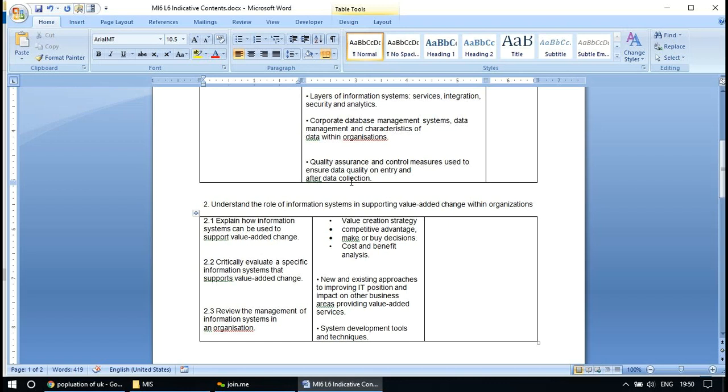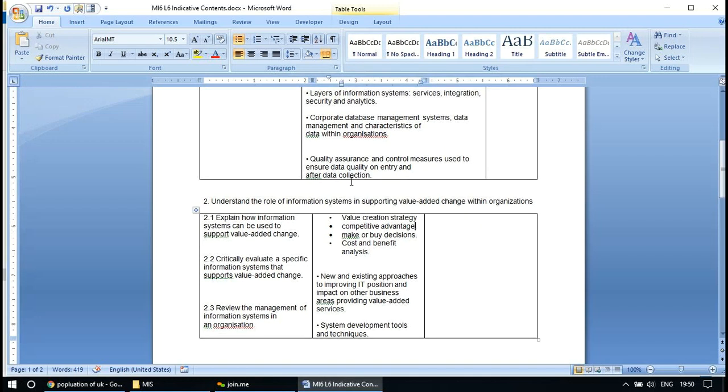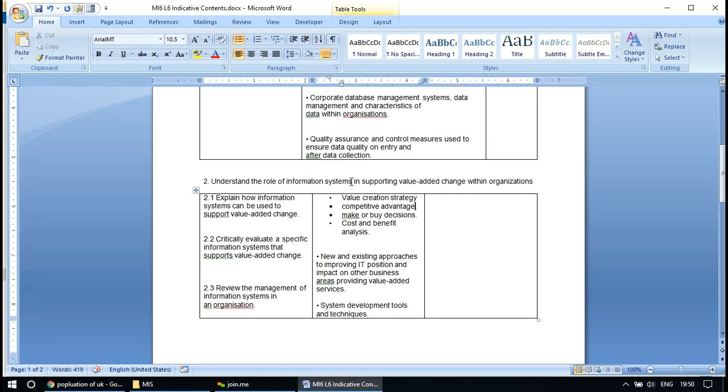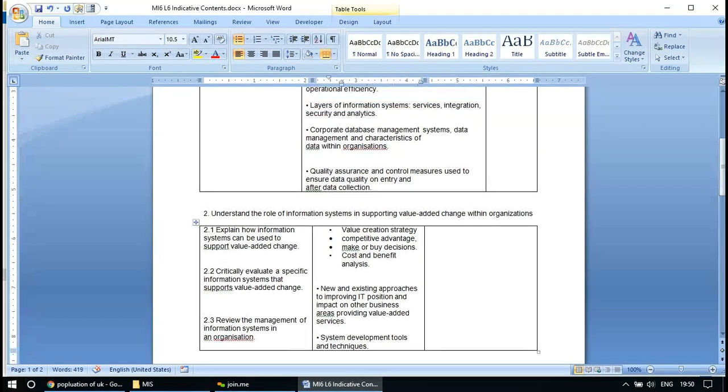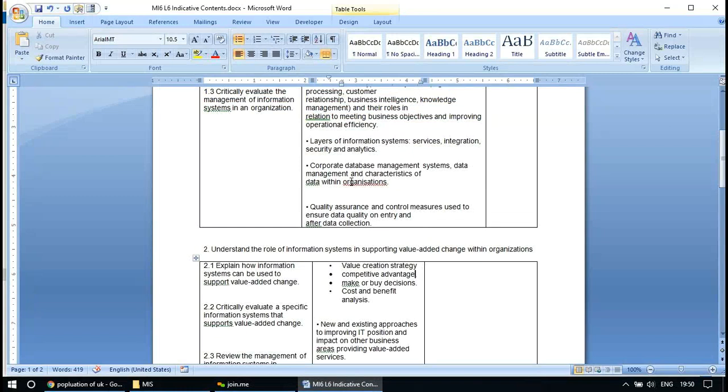Last time, just after the session, I had to look through the learning outcomes and the indicative content. Competitive advantage, if you recall, was done in strategic management information systems. So today we will discuss value creation, make or buy decisions, cost and benefit analysis. Furthermore, it says critically evaluate the specific information systems, so overall this is basically evaluating the information systems.